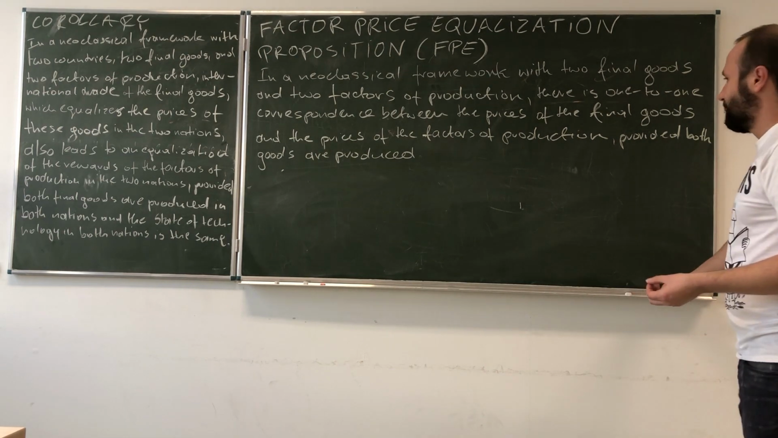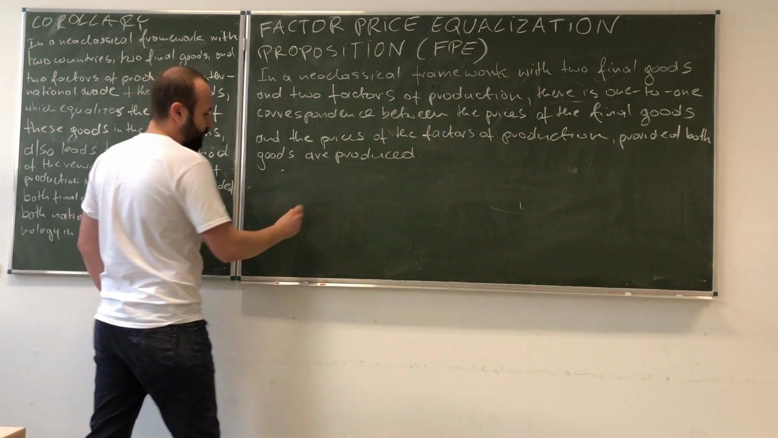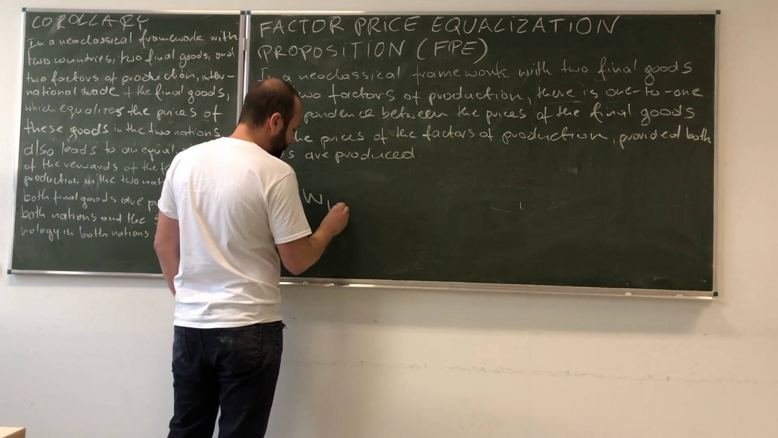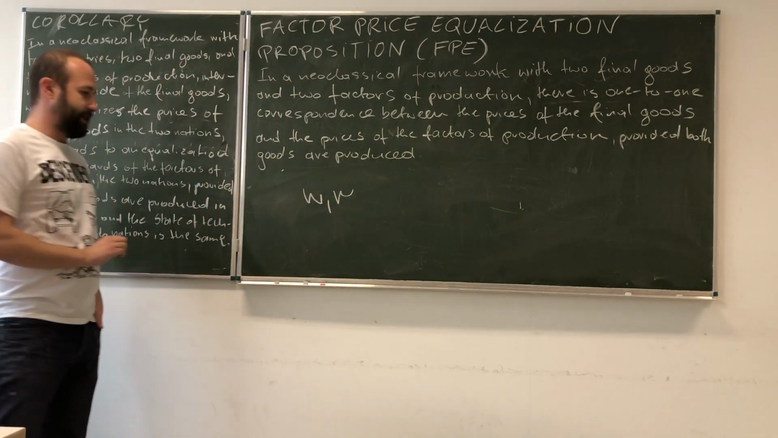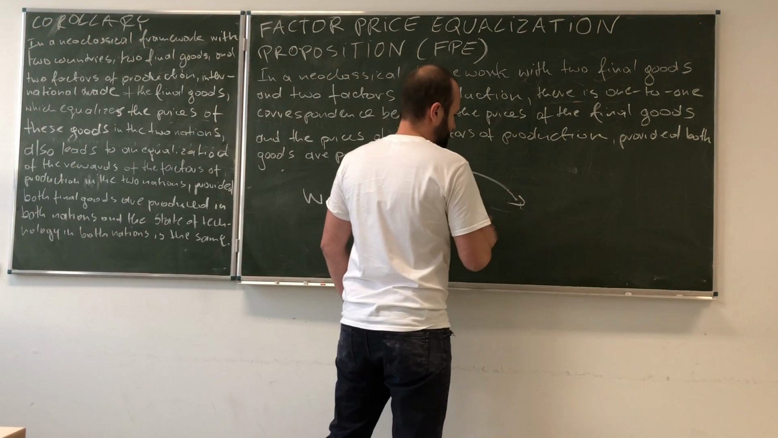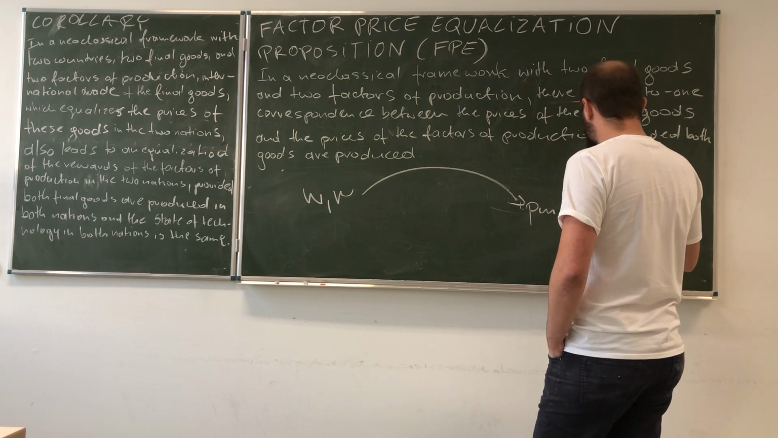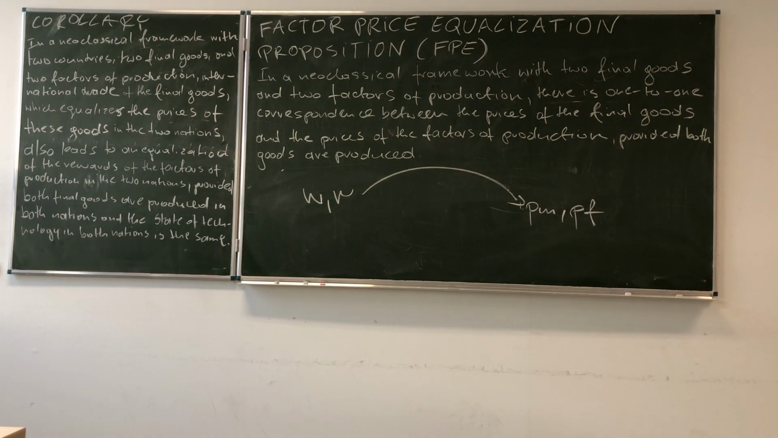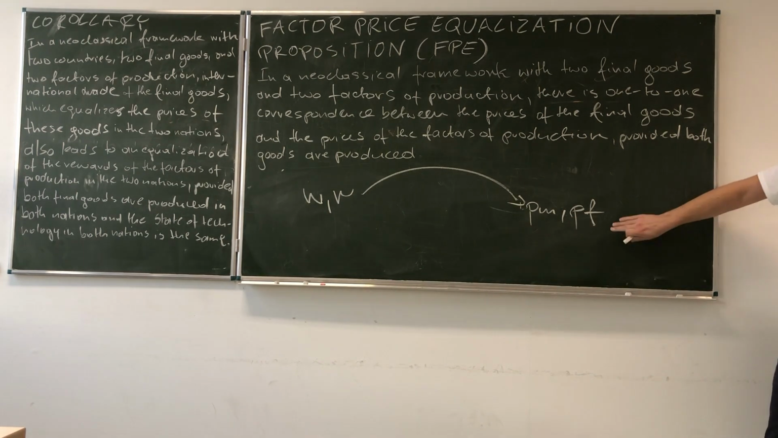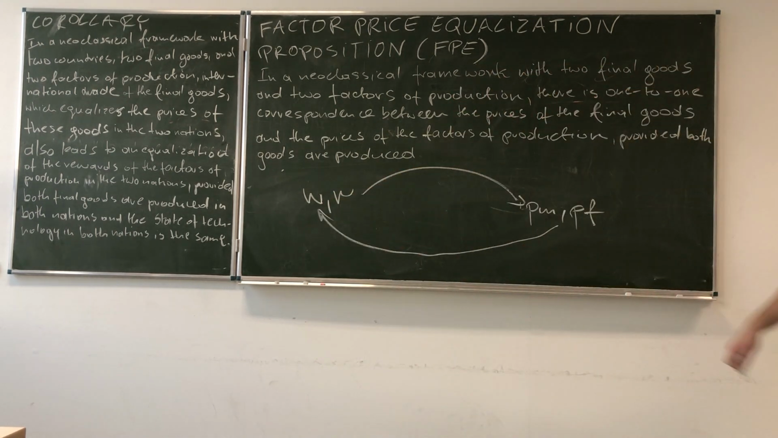What this means for us is that once we know the prices of factors of production, so we know the wage and we know the rent, we should be able to find the price of manufactures and the price of food. But it also implies that if we know the prices of manufactures and the price of food, we should be able to find wages and rents.